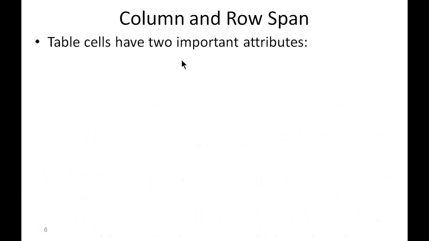In this slide we are going to see column and row span. Table cells have two important attributes. All of you now know what table cells are. The table cells are the blocks in which the data is written. Each data item is called a cell. We have seen examples in the previous slides.